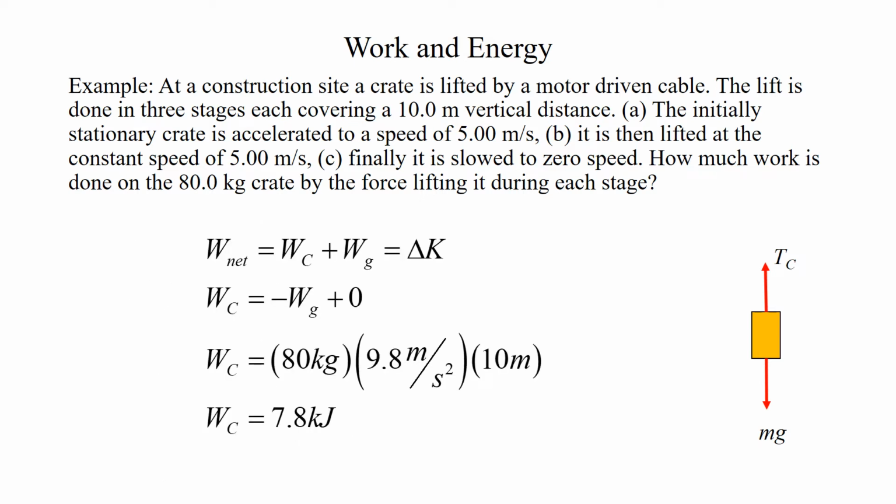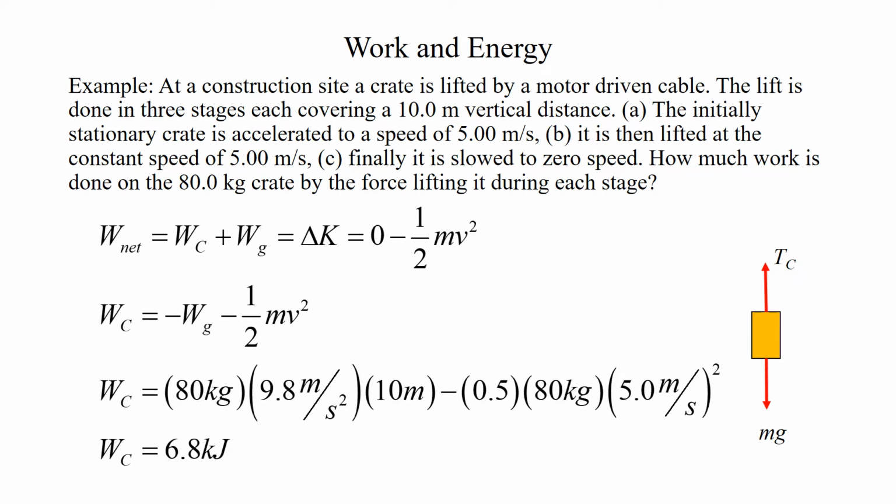All right, now in the second stage, we're lifting at a constant speed of 5 meters per second. Since the speed stays constant, there's no change in the kinetic energy, so delta K is 0. So I have the net work equal to the work done by the cable plus the work done by gravity equals delta K, which is 0. Solving for the work done by the cable, we get the negative of the work done by gravity plus 0, and then the work done by the cable then is the 80 kilograms for the mass, 9.8 meters per second squared for g, and the 10 meters for the height, and we get 7.8 kilojoules.